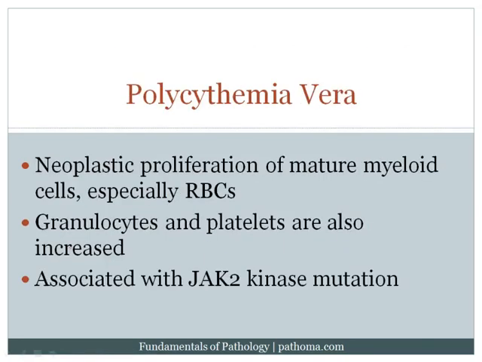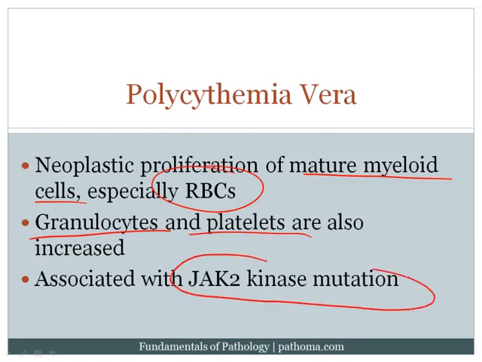The next disease that we want to discuss is polycythemia vera. Now the idea here is that, again, you have a neoplastic proliferation of mature myeloid cells, especially the red blood cells. However, the granulocytes would be up, raising the white count, and the platelets would also be up. Very important that this particular disease is driven by JAK2 kinase mutation. That's super high yield for examinations, often shows up. JAK2 kinase mutation is what drives polycythemia vera.